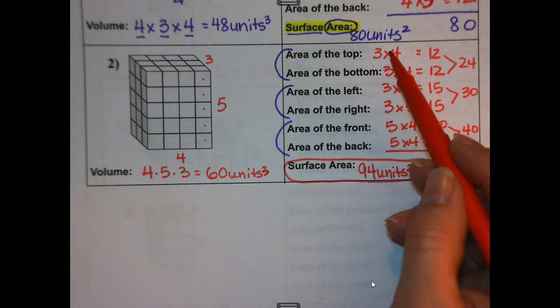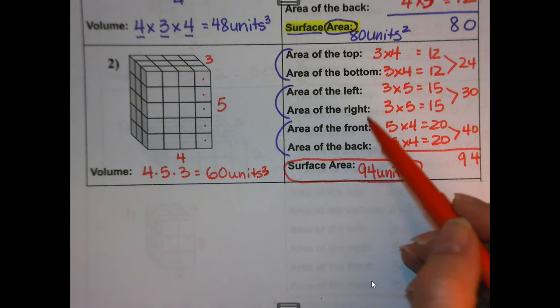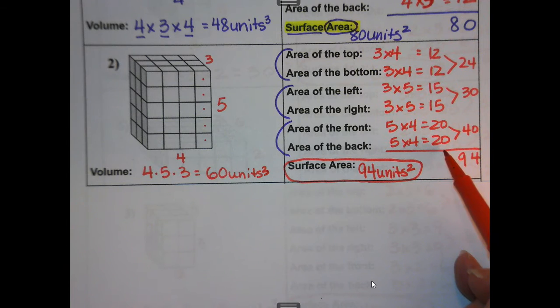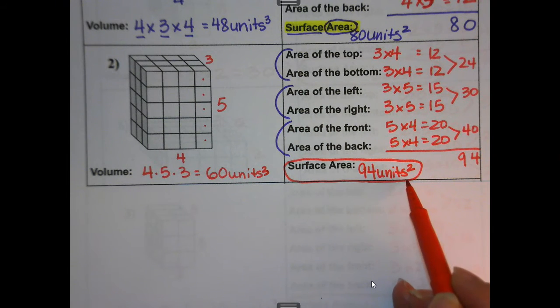Here, I found the area of the top and bottom, left and right, front and back. All of them are here. Added them together to get 94, and the surface area is 94 units squared.